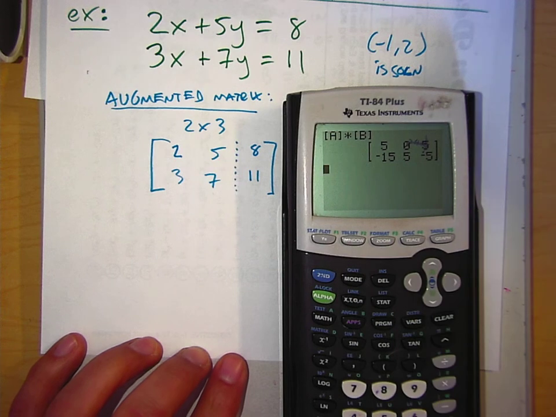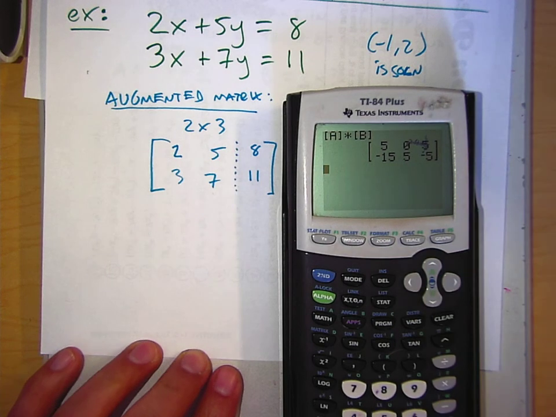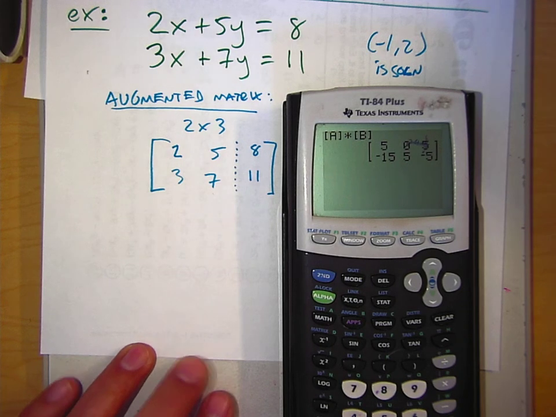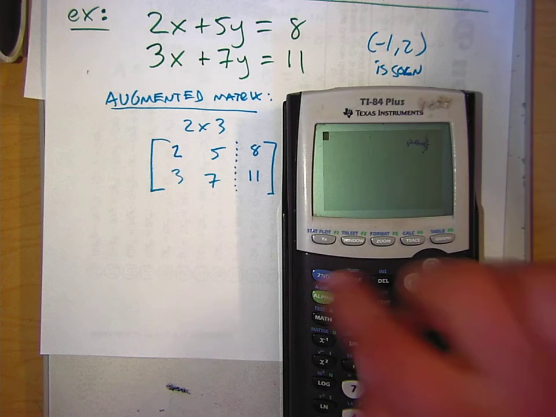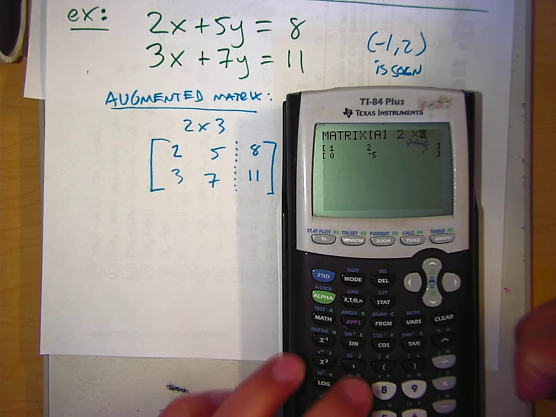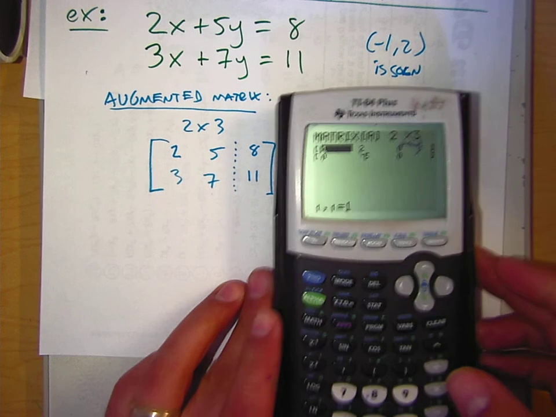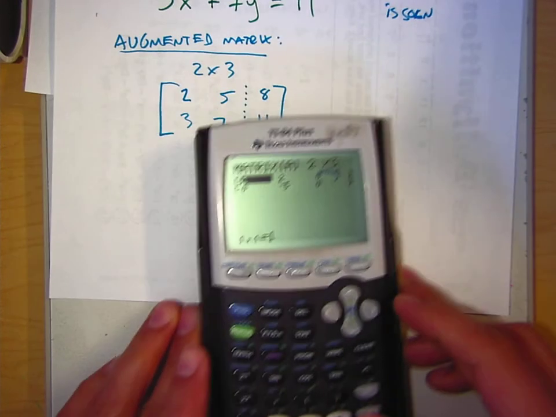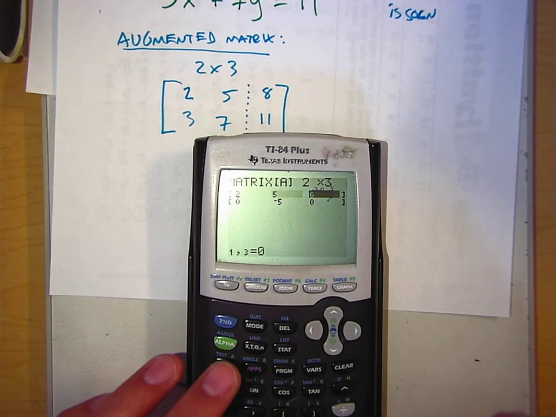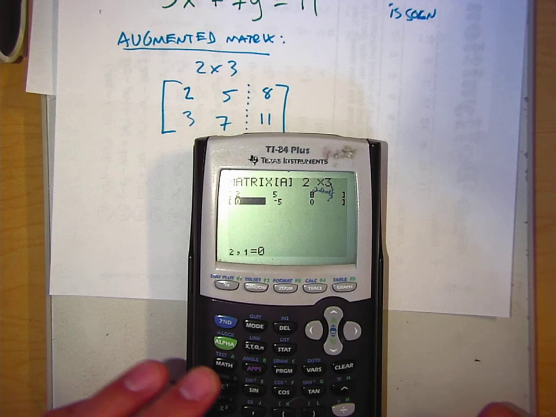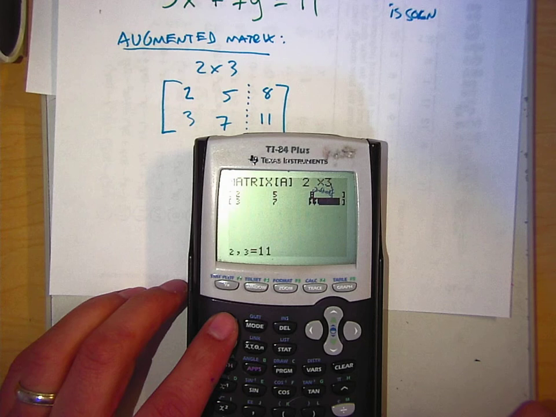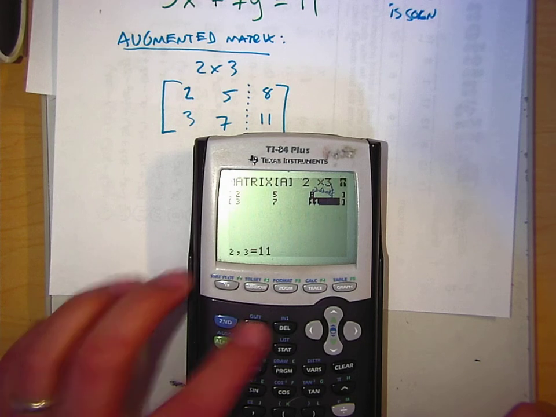You can just overwrite. If you're using A, you can just overwrite it and change the dimensions and then put in the new values. You don't have to worry about that. So I'm putting it into matrix A. 2, 5, 8, and then 3, 7, 11. Has everybody got theirs programmed in there? Okay. Go to the home screen. So quit.